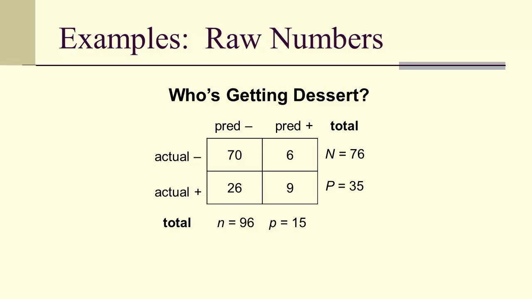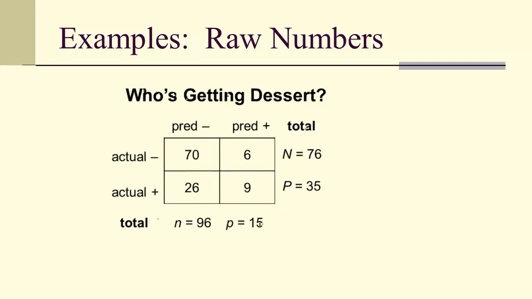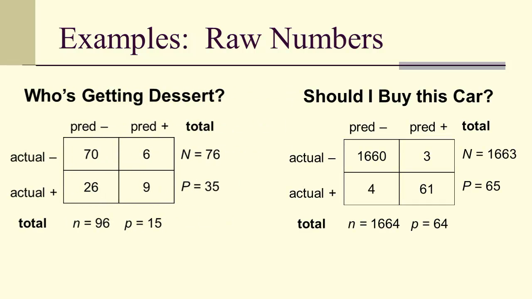So we have 76 total negatives and 35 positives, and you see there the breakdown in numbers. And so we have a true negative of 70, a true positive of 9, false positive 6, and false negative of 26. It's a lot of false negatives, you might notice already. Now let's compare that to the question, should I buy this car? In other words, the rating as very good. So notice now the false positives and false negatives are relatively small compared to the true positives and true negatives.